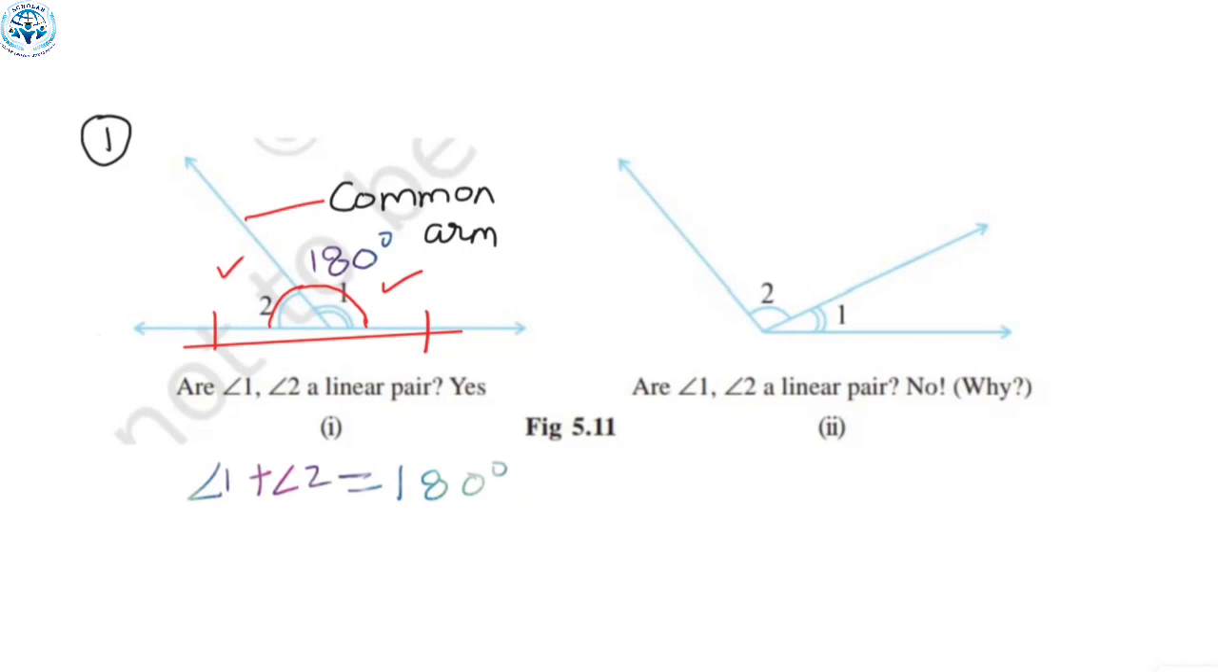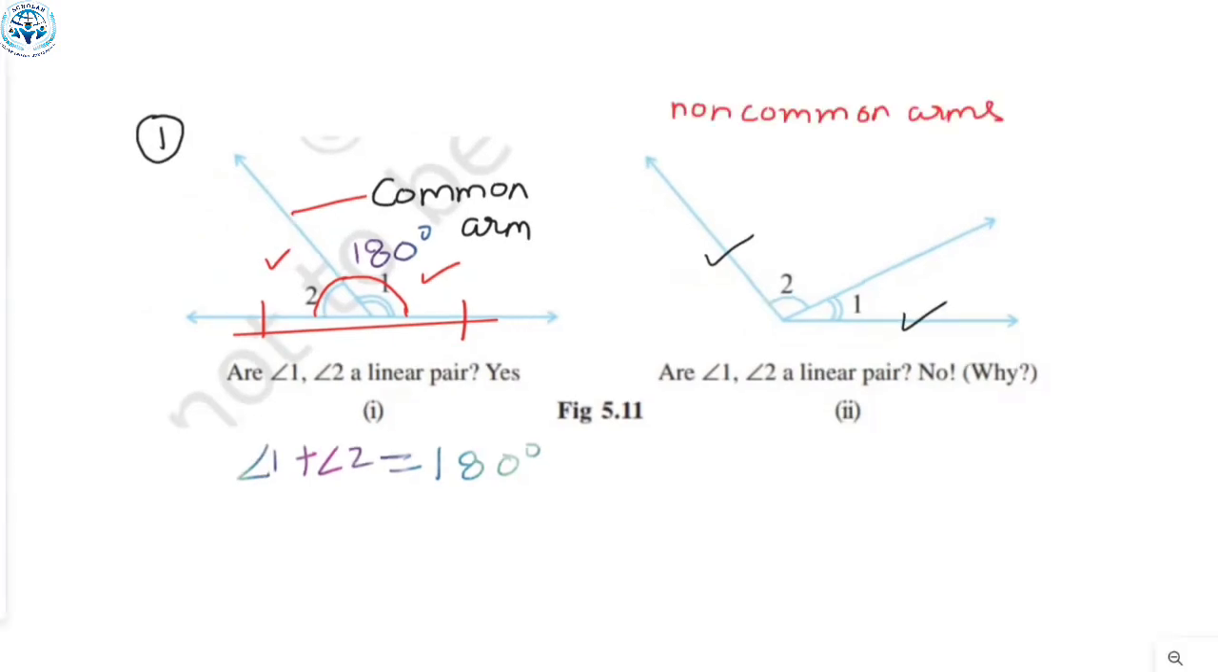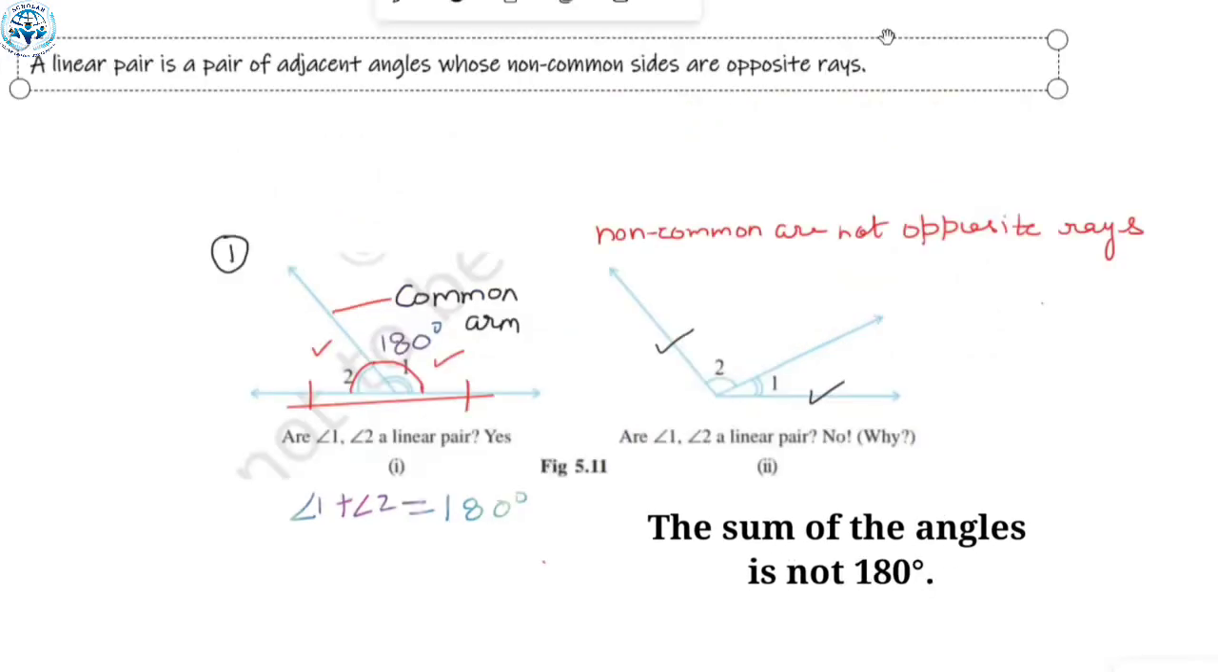In the second figure, you can see angle 1 and angle 2. These are non-common arms which are on the opposite sides. One is the common arm and the two angles are alternate. This is not a linear pair because the sum of the two angles is not 180 degree. Okay? We can define a linear pair as a pair of adjacent angles whose non-common sides are opposite rays, as in figure 1.